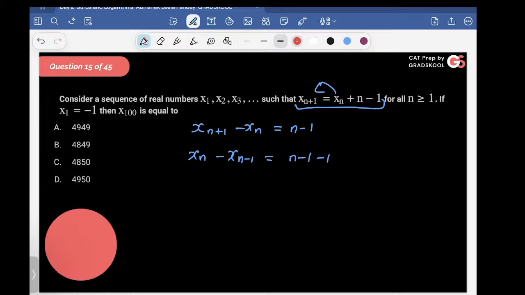I just said replace n with n minus 1. The moment I do it, this is what I get. Am I right?